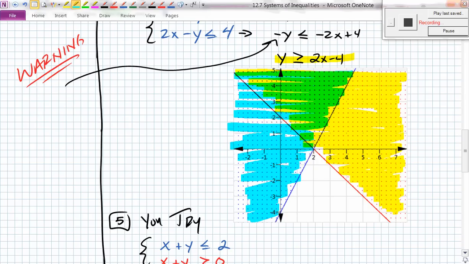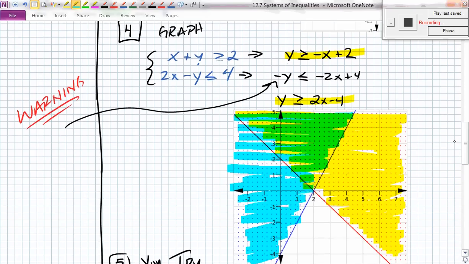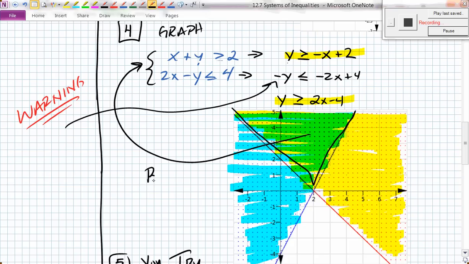What is the overlapping part? That's exactly right. Anything in this region here will satisfy both inequalities. Therefore, that counts as a solution.